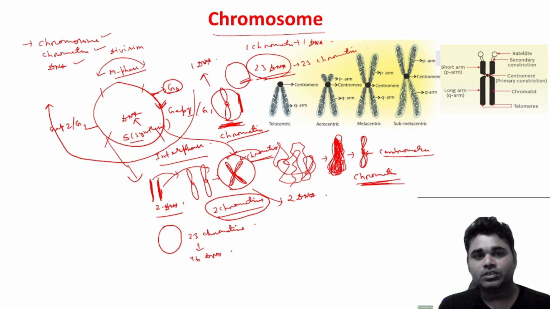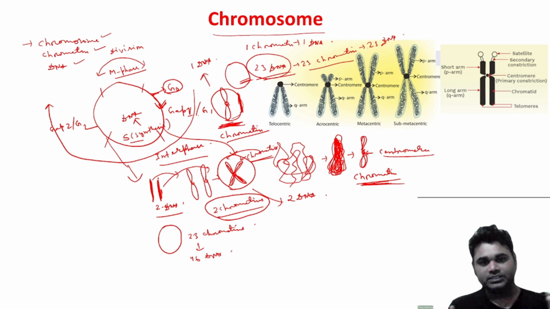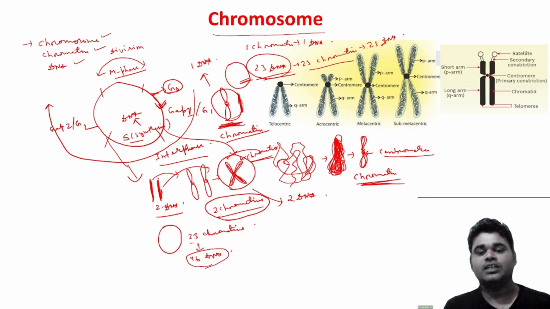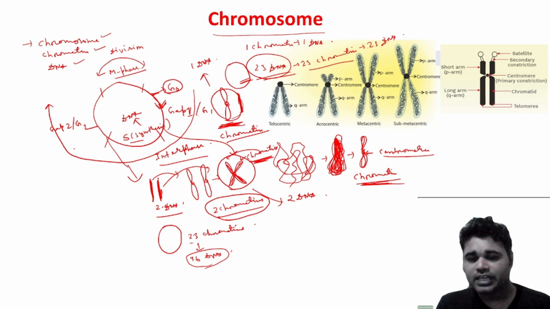Here the 23 chromatins are present, and the 23 DNA are present, and the structure looks like this. But in the S phase, the same number of chromatin, that means the 23 chromatins, but 46 DNA, that means the DNA number doubles. So two chromatids are formed, and each is called a chromatid or sister chromatid. So in the gap 2 phase, again the same structure as present here, but in the division phase, the same structure is present.